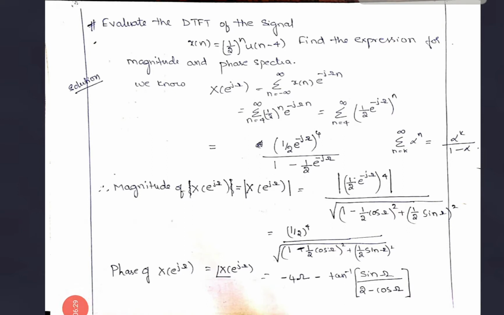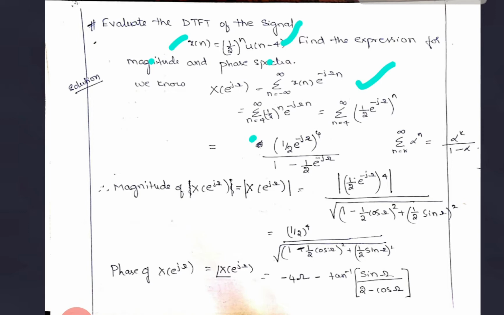We'll do another problem. Evaluate the DTFT of the signal where x of n is given as 1 by 2 whole raised to n u of n minus 4. So here by observation you can tell that n will be from 4 to infinity. Find the expression for the magnitude and the phase spectrum. We know this formula, X of e raised to j omega is summation n equal to minus infinity to plus infinity x of n e raised to minus j omega n. Now split the signal here, since u of n minus 4 exists from 4 to infinity, so limits will change from n equal to 4 to infinity. For n less than 4, it is 0.